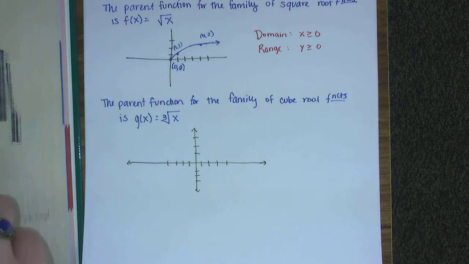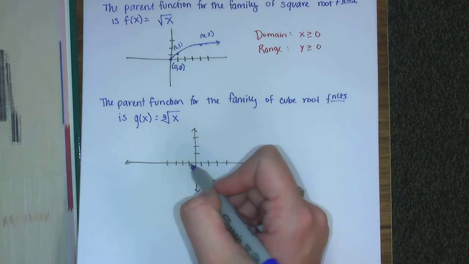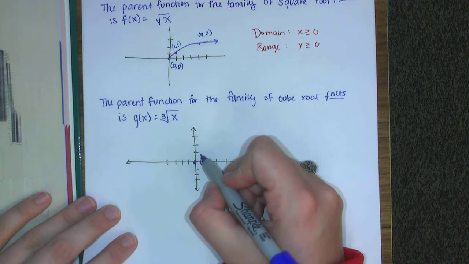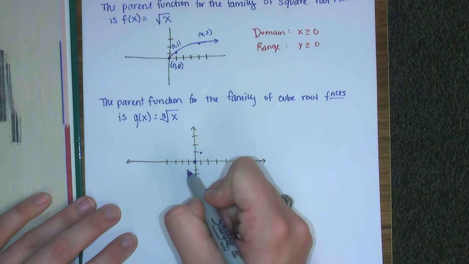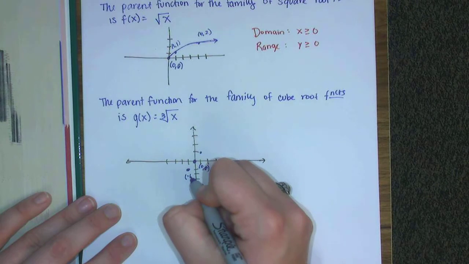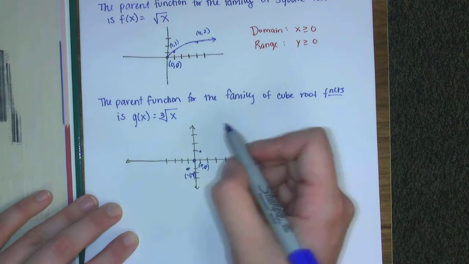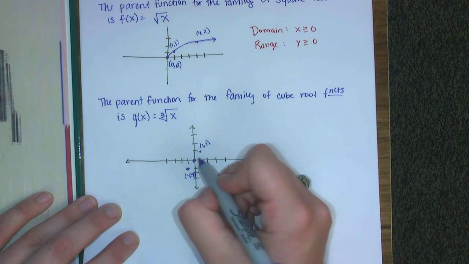So when x is 0, g of x is 0, or y is 0. When x is 1, y is 1. When x is negative 1, y is negative 1. So we have 0, 0. We have negative 1, negative 1. Sorry, that's really hard to see there. Negative 1, negative 1. And up here we have 1, 1.